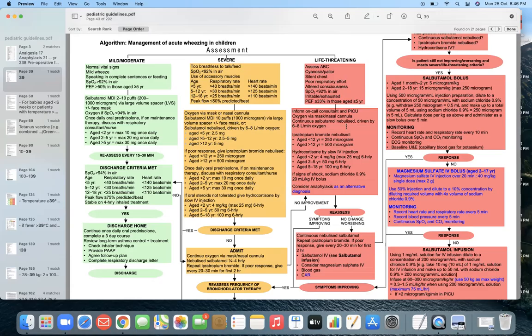Where you are reading, tell me. Wait here. Admit. Continue oxygen via mask or nebulized salbutamol 1/4 to 4 hourly, means every 15 minutes it is given up to 4 hours. This is what you are telling. Okay, I got your point now. Repeat ipratropium bromide if poor response, give every 20 to 30 minutes for first 2 hours. That means salbutamol every 15 minutes, then ipratropium bromide every 20 to 30 minutes. Yeah, for 2 hours. Then if it responds, okay. If not, go to life threatening.